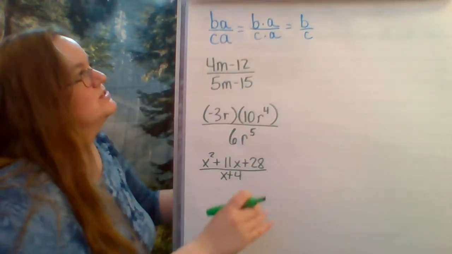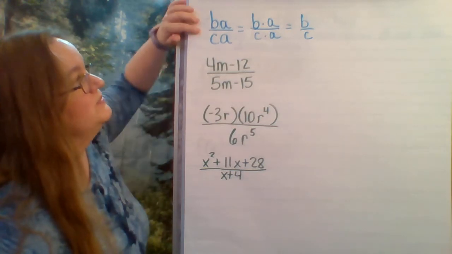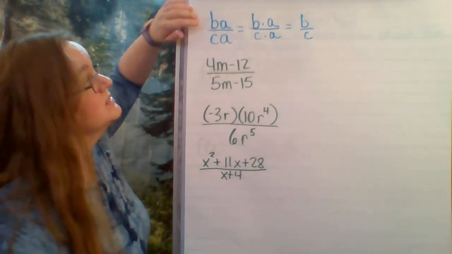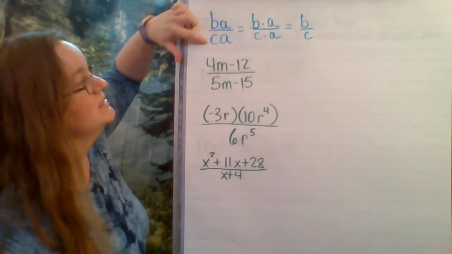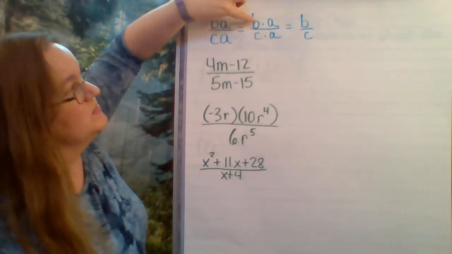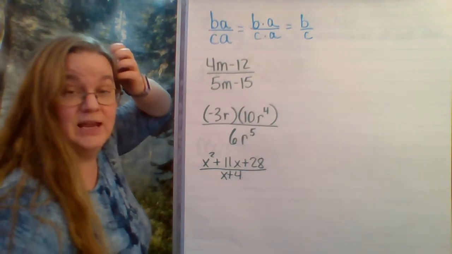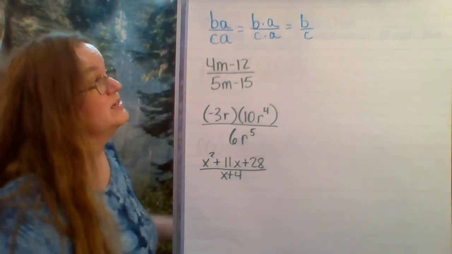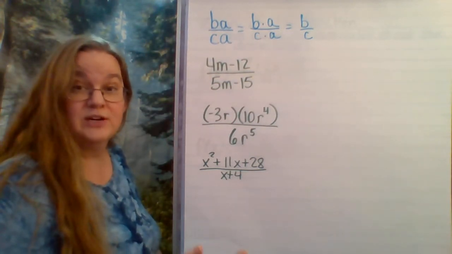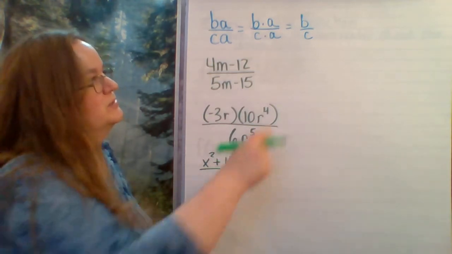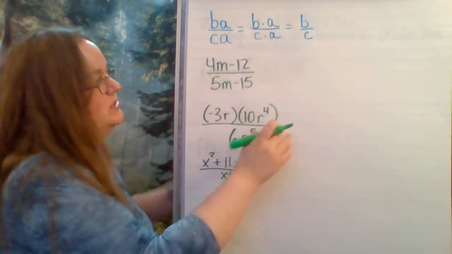If you take a look at something like this, if I have B times A over C times A, that's the same as B times A, C times A, and I can eliminate that A because it's a common factor. So I can eliminate those common factors when I'm looking at it, and I'm just left with B over C.